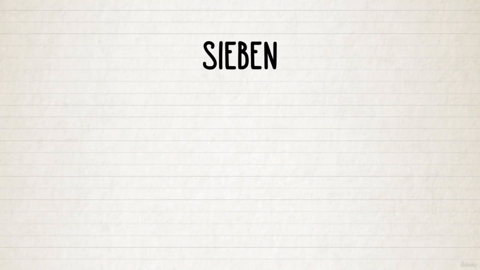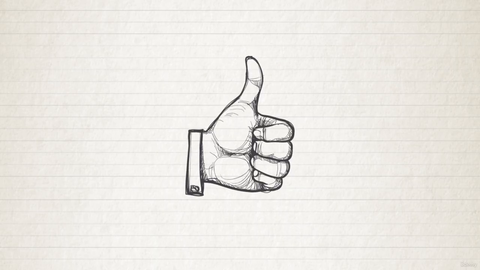Sieben. Perfect number to repeat some of the things we already learned. S at the beginning of a word, pronounced as a Z. The diphthong IE, pronounced like a long, slow E. You got this.